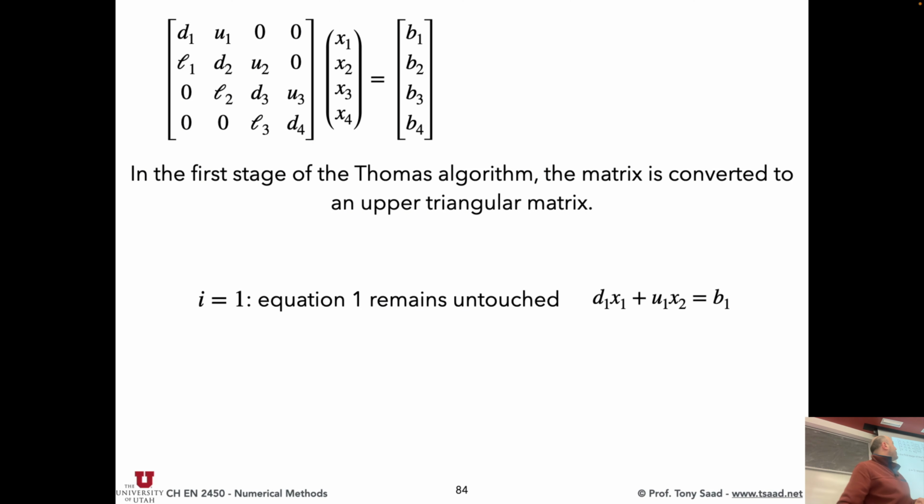Okay, into an upper triangular matrix, right? Because when you look at it, we're so close to having an upper triangular or a lower triangular matrix. Turns out this is entirely possible. So we start with equation 1. This is only an example of a 4 by 4 matrix, but the same thing applies to an n by n matrix. First equation remains untouched: d1x1 plus u1x2 equals b1. We don't touch that. We leave it as it is.